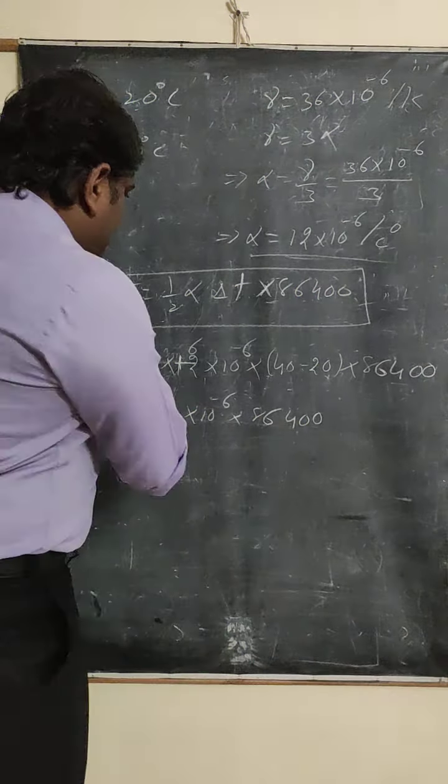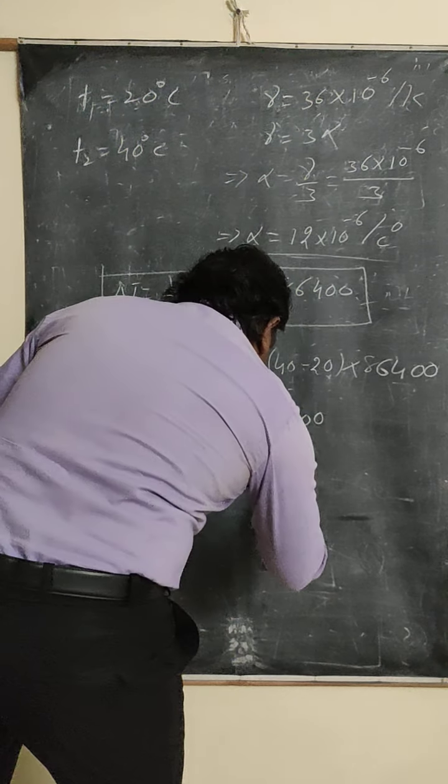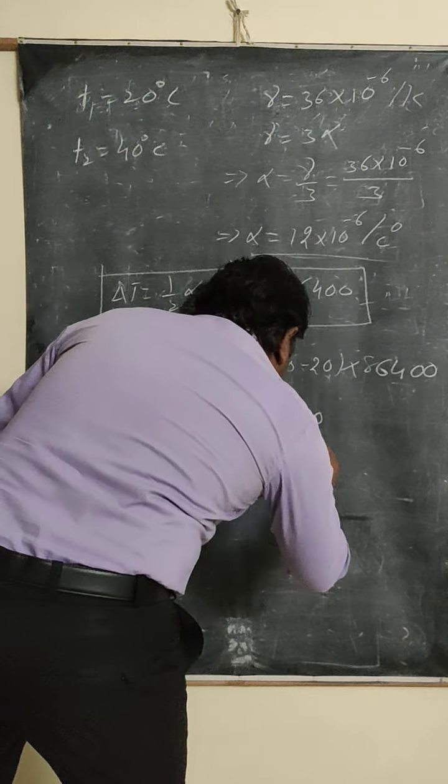1036800 into 10 to the power of minus 6 into 10 to the power of minus 6. This is the value you have here itself, and if you simplify this, you get 10 to the power of minus 5. So 1036800 into 10 to the power of minus 5, when you multiply these values, you get 10 power minus 5.